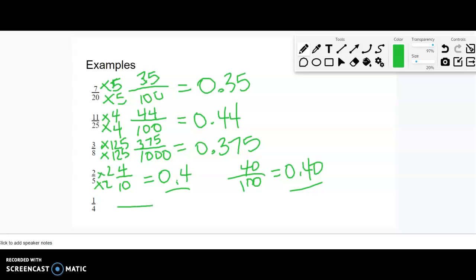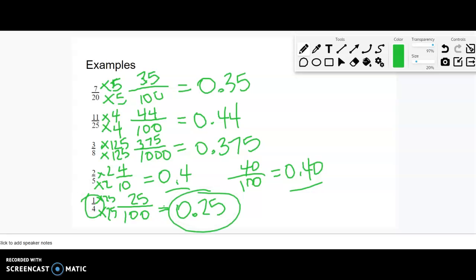1/4 doesn't go to 10, so I do have to go to 100 on this one, times 25 on the top and bottom. So I get 25 hundredths. It's a good one to memorize, that 1/4 is the same as 0.25. Just like 1/2 is the same as 0.5 or 5/10. Those are two good ones to just memorize because you'll see them a lot in math.